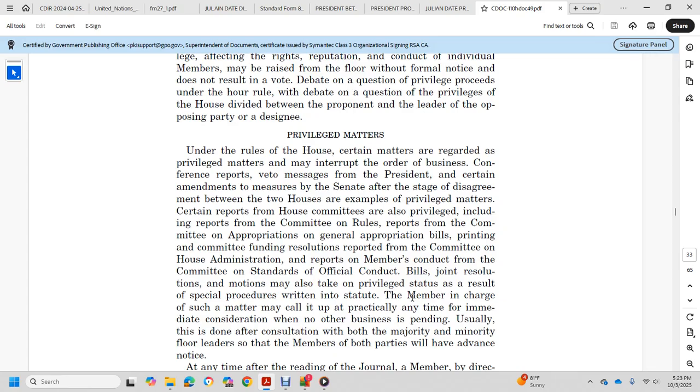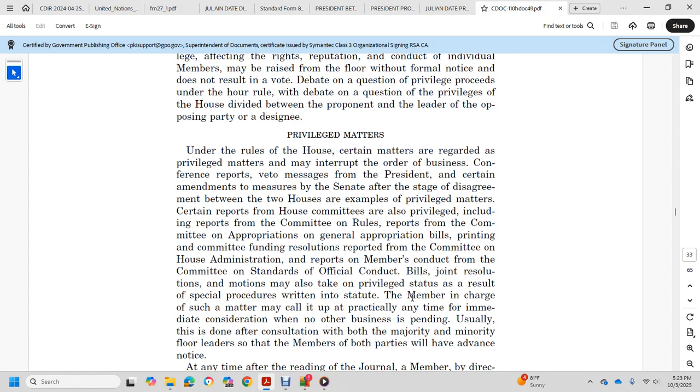For example, certain privileged reports of House committees include the reports of the Committee on Rules, the Committee on the Committee of the Whole on general operations, bill printing, committee funding resolutions, reports of the Committee on House Administration, and reports on members' conduct from the Committee on Standards of Official Conduct. A bill or joint resolution motion may also be taken up as provided by the status of the result of a special procedure written in statute.